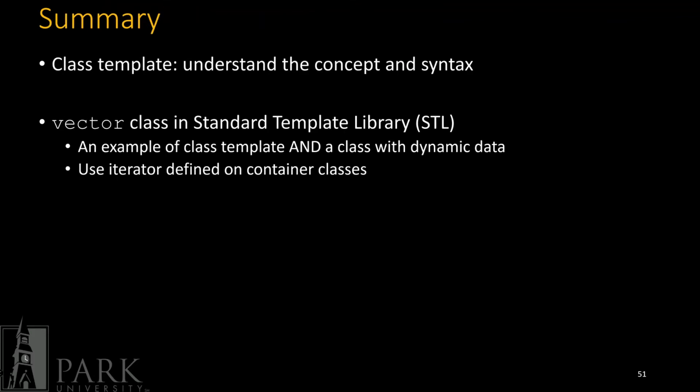So in summary of the whole lesson, we introduced the class template, and we talked about how this allows us to write generic code which promotes code reuse, just like the function templates. We also looked at the vector class from the standard template library as an example of a class template and a class with dynamic data as well. The vector class is a commonly used container class in C++, while the iterator concept is essential to use the container classes to their full potential.